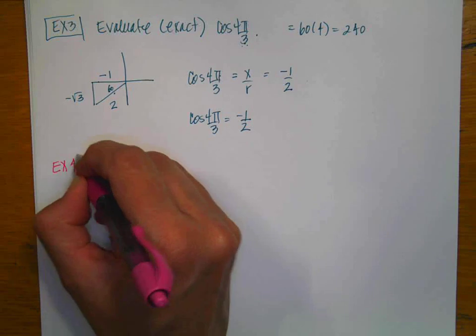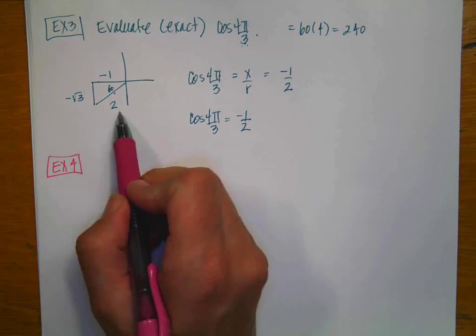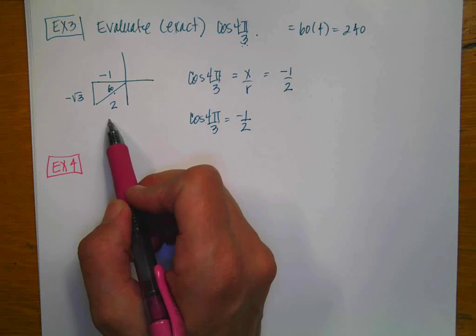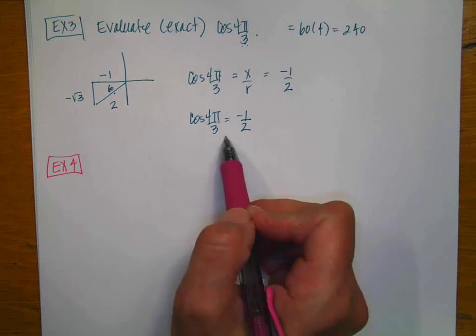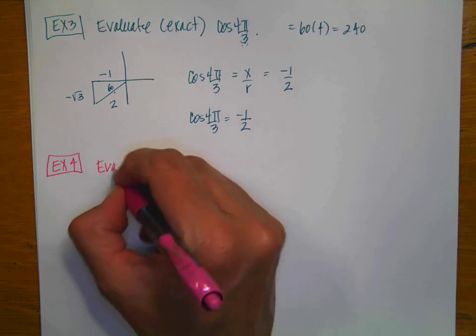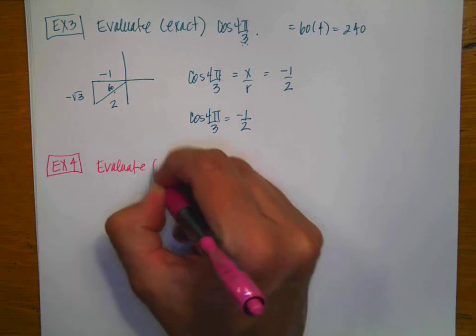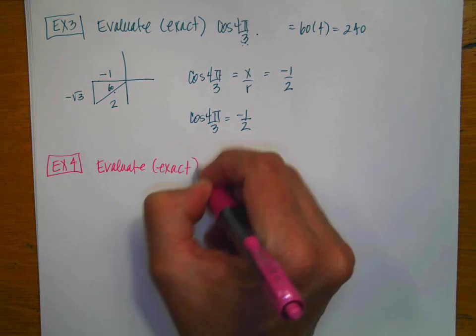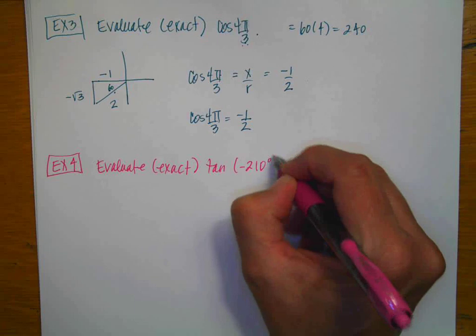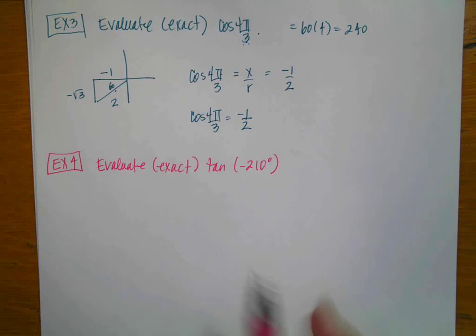All right, let's do our next example. Example number 4. I think it's a waste of time because I can regenerate every special angle and find my precise coordinates very quickly. So the next one says evaluate, and again I want the exact value of the tangent of a negative 210 degree angle.